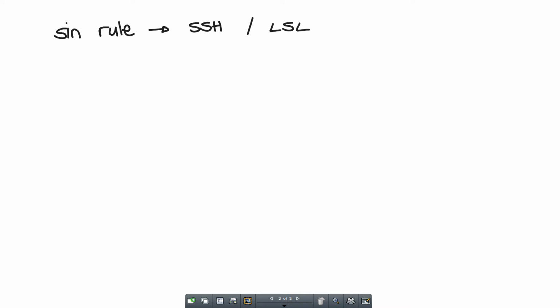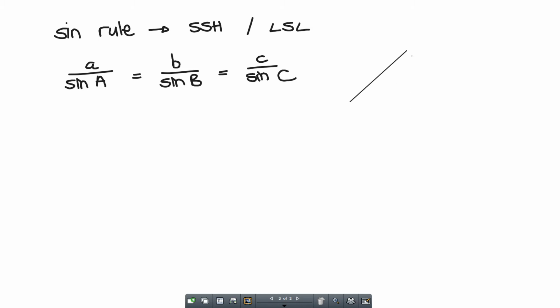We're going to say that A over sine A will be the same as B over sine B. En dis ook dieselfde as C op sin C. Now, just to quickly explain to you guys, and you know this already, but I'm just revising, nee? If that's angle A, angle B, angle C, nee?